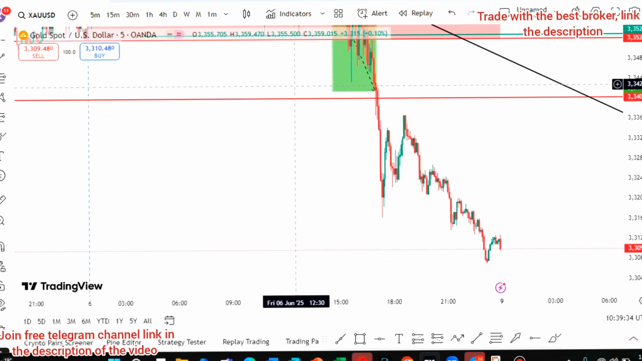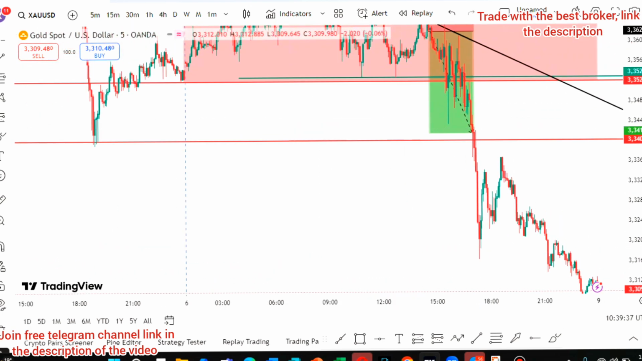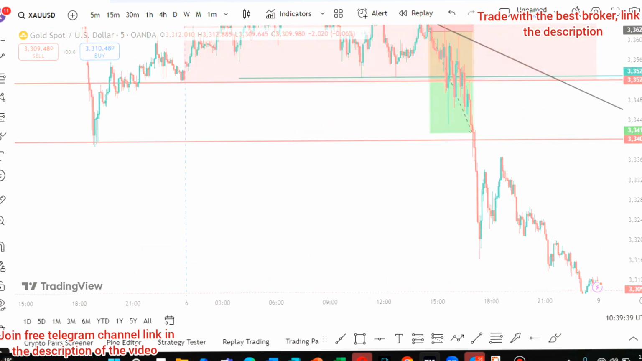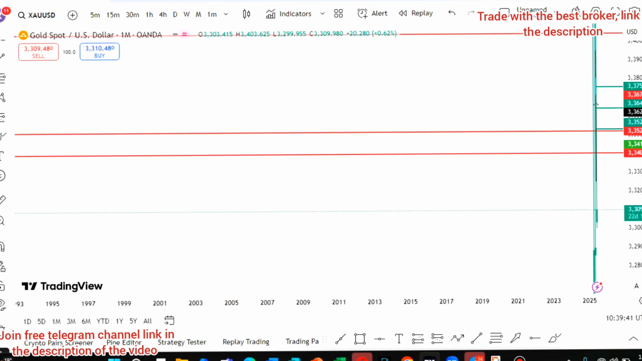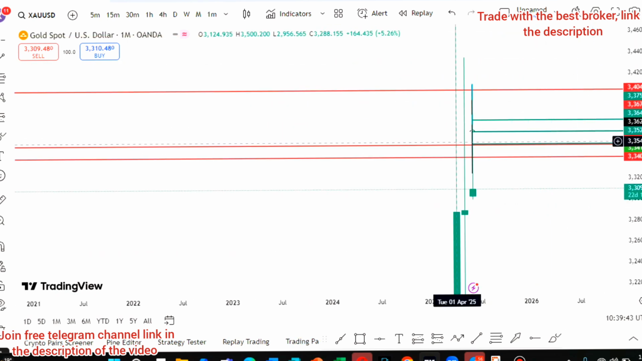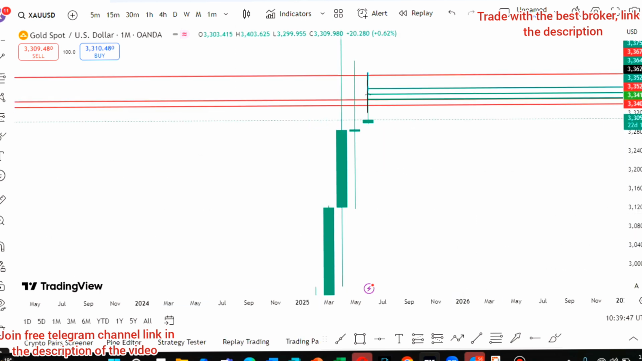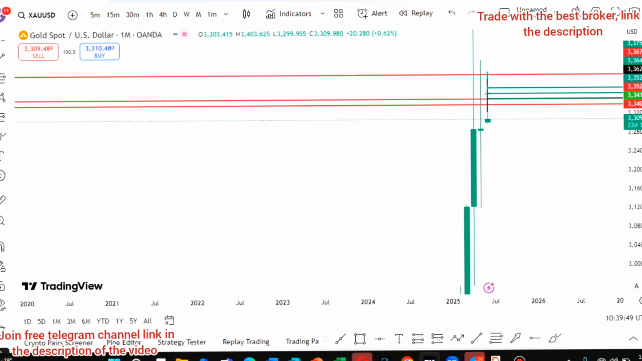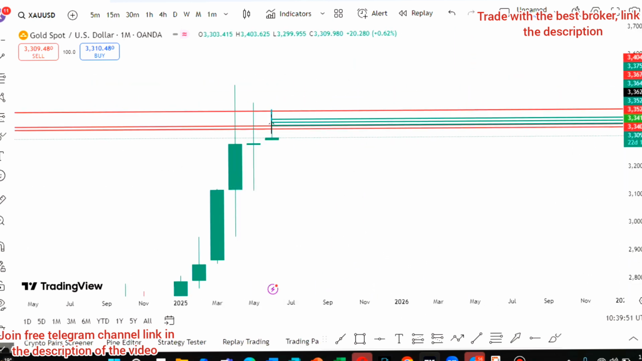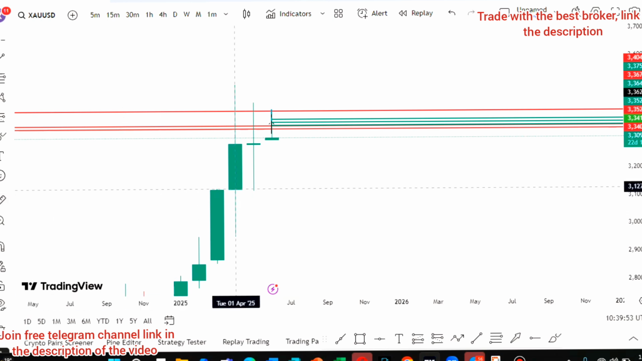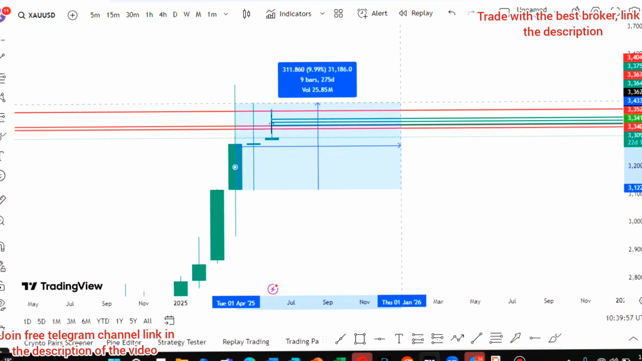So for gold, I'm only looking for sells on gold because gold is coming into this, so you can see, if you go to the monthly time frame, gold is supposed to come up to this point. Previous month's candle, the 50% of the previous month's candle is this one. This previous month's candle, 50% is at this area here. This is the 50%.